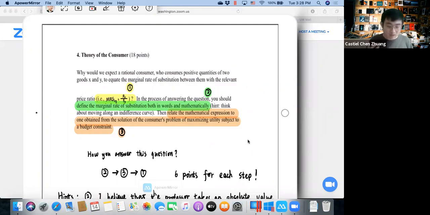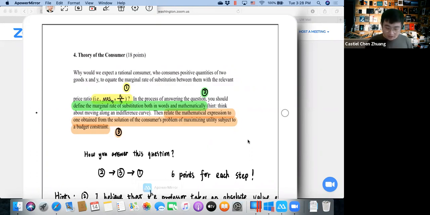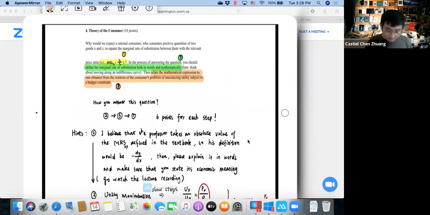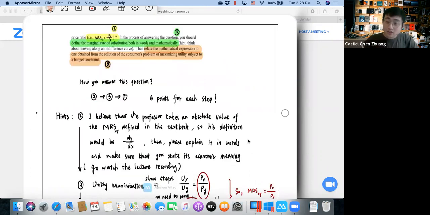So to explain the marginal rate of substitution in words, just go to the lecture recording and see how the professor defined it in words. Then mathematically, it's just the slope of the indifference curve. Actually, the professor took an absolute value. In the textbook, it's the slope of the indifference curve, but the professor is focusing on the absolute value of the slope.